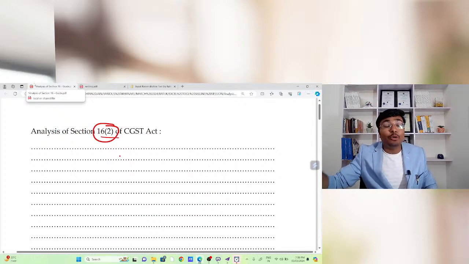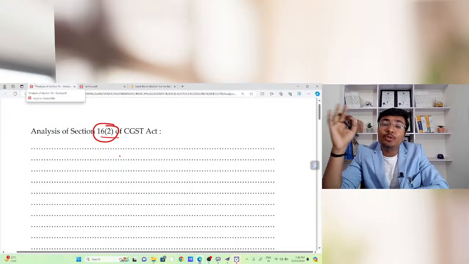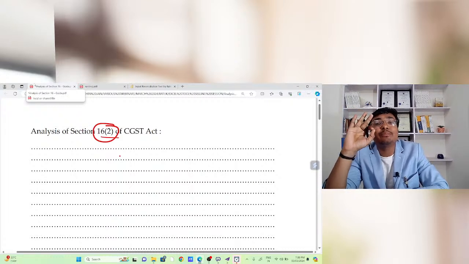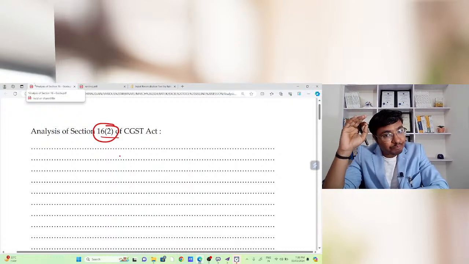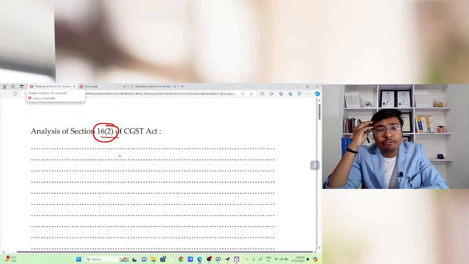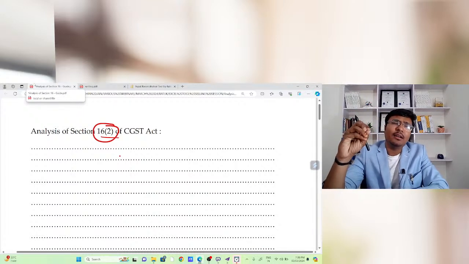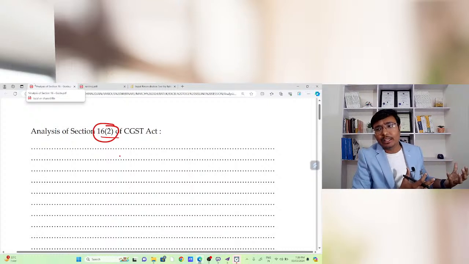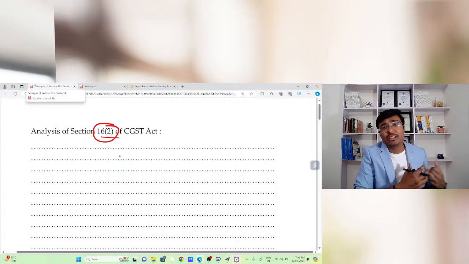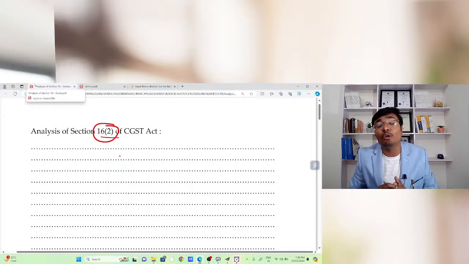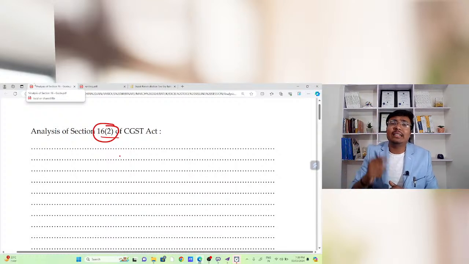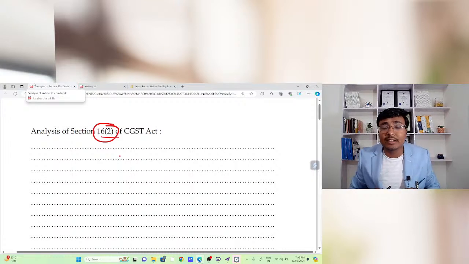Now, before reading section 16 subsection 2, we are going to discuss section 16 subsection 1. Many times there is one confusion in our mind: why we need to read that particular section, or why we need to give more emphasis to this particular type of provisions of law for claiming the input tax credit. We know whatever data our client is sending, we just need to put in the GSTR 3B return and we need to claim the input tax credit.